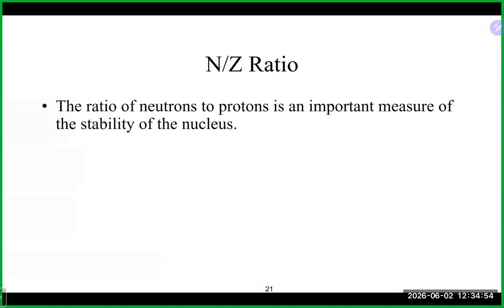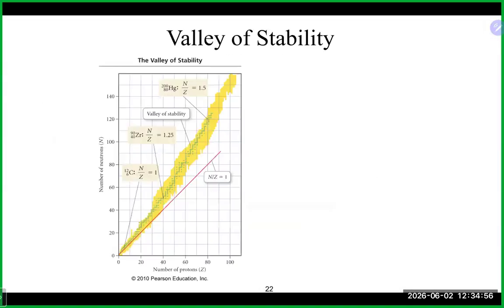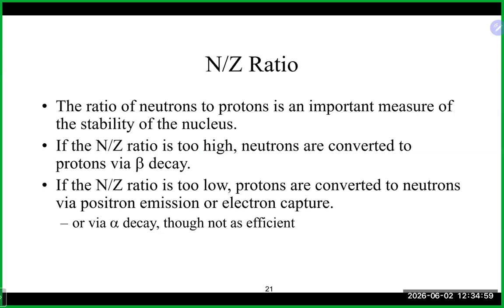We're now going to talk a little bit about stability, and there are different ways that we measure stability. One of the ways is what is sometimes referred to as the N to Z ratio, N being neutron, Z being atomic number. So basically the neutron to proton ratio is what we're looking at. And there is a ratio that is stable, and that is sometimes referred to as the valley of stability, or the belt of stability, depending on your textbook.